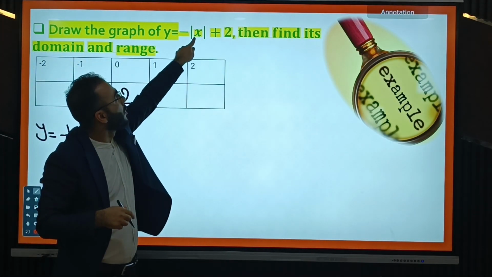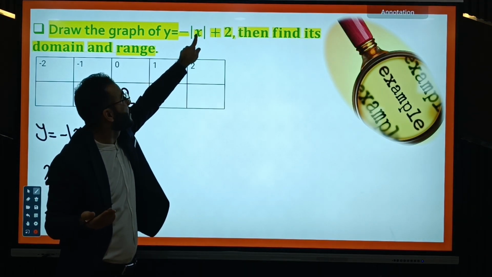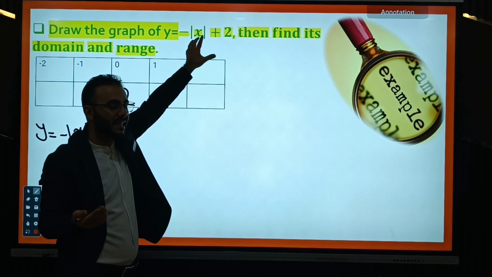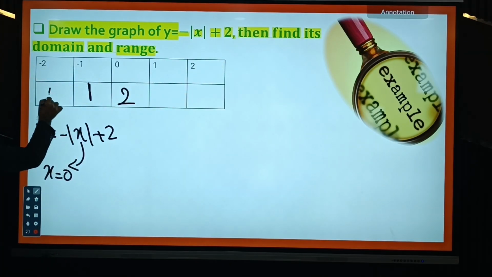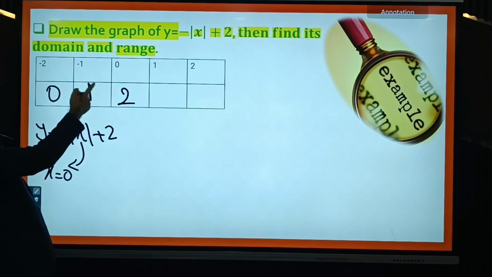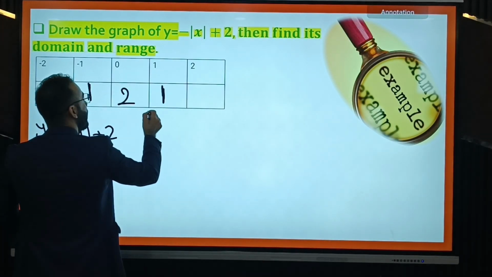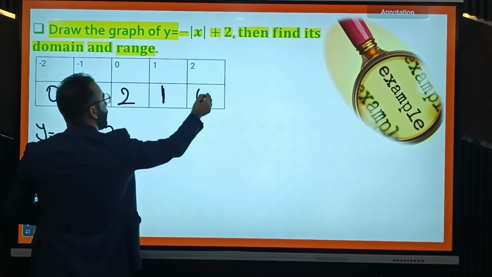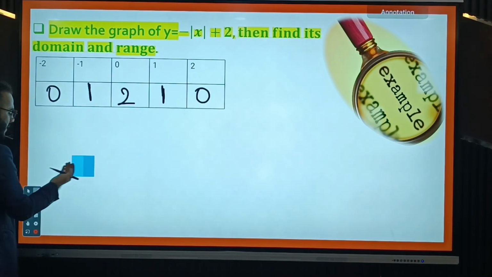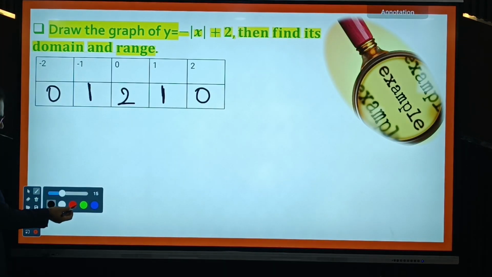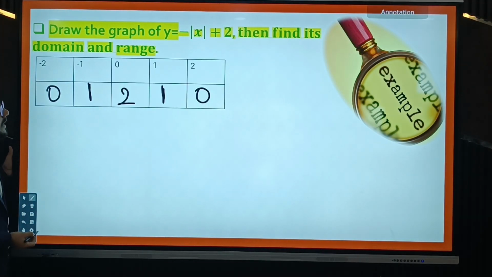Again, absolute value of negative 2 is 2. But since there is a negative behind, the result is still going to be negative 2. Negative 2 plus 2 is 0. For the other side, we are going to reach the same thing. If you put 1, you are going to get 1. If you put 2, you are going to get 0. So let's write them as ordered pairs. I hope, guys, that you can see what I'm doing, and you can just solve it by yourself at home too.